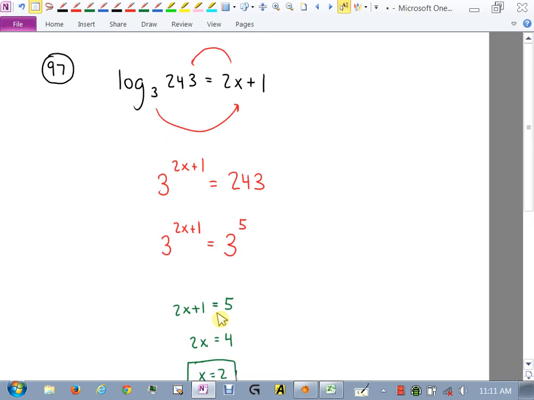Now, the original problem was not a log equation because this x was not inside the log, right? So I don't have to check the answer for a domain. I'm okay. All right. This is actually a really good problem to possibly start with after I show you our first note for today.